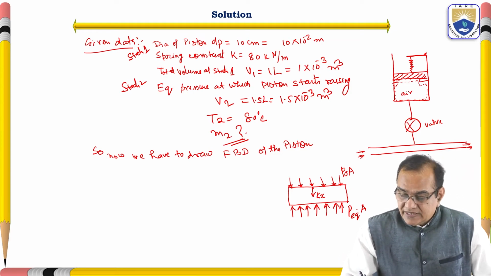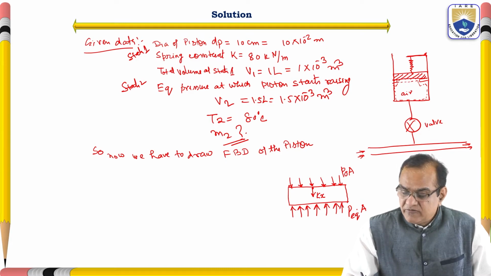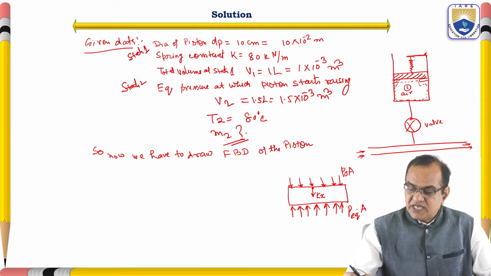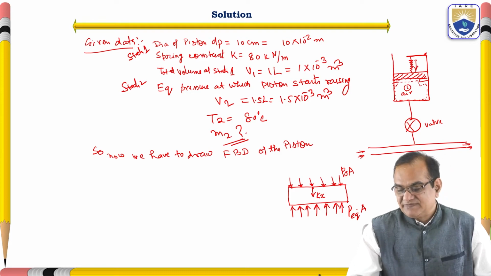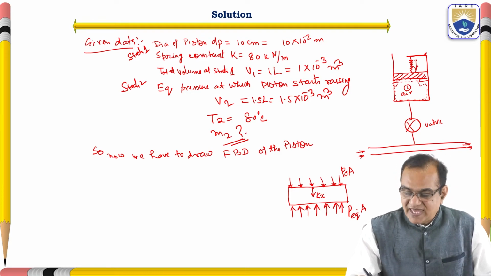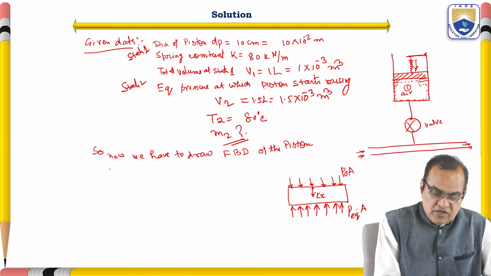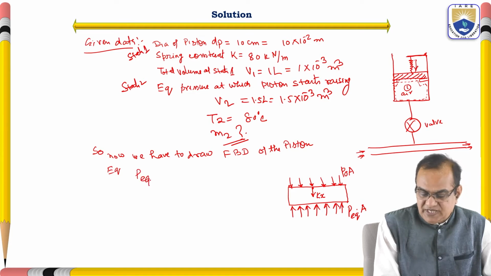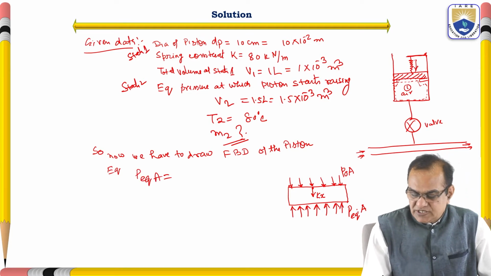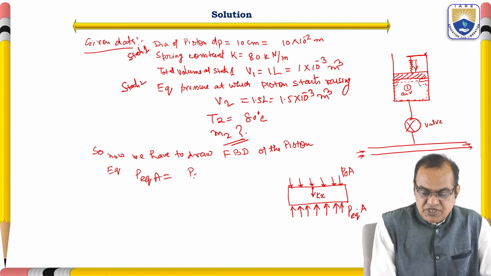So the tendency of the piston will always be going upward, because you have the pressure. The spring will be pressing like this, so the Kx direction is as shown. Now for the equilibrium condition, this force P equilibrium A is equal to P naught A plus Kx.